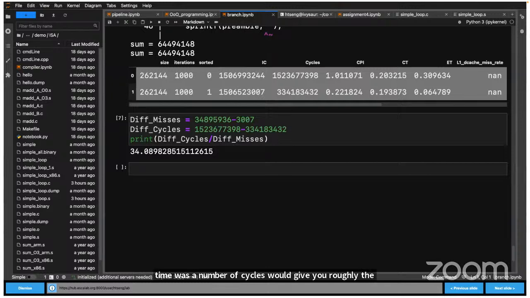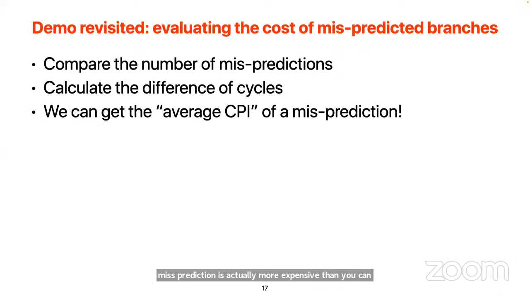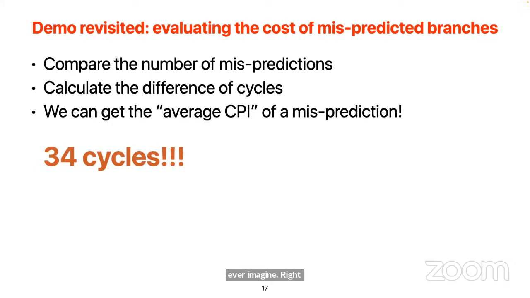From this simple counting, you can see it's 34 here. So it means that if your branch is mispredicted, it takes 34 cycles to handle it. So it's really a huge penalty that you cannot ignore. And remember that if L1 is hit, it's only 4 cycles. If L2 is hit, that's probably like 20 or so cycles. So branch misprediction is actually more expensive than you can ever imagine. From the demo, it's actually 34 cycles, very expensive in modern processors.